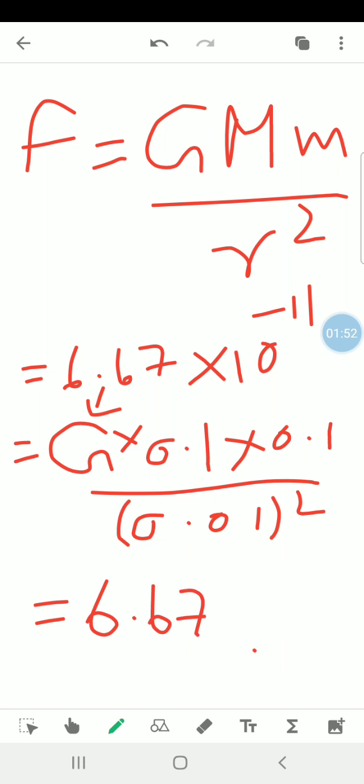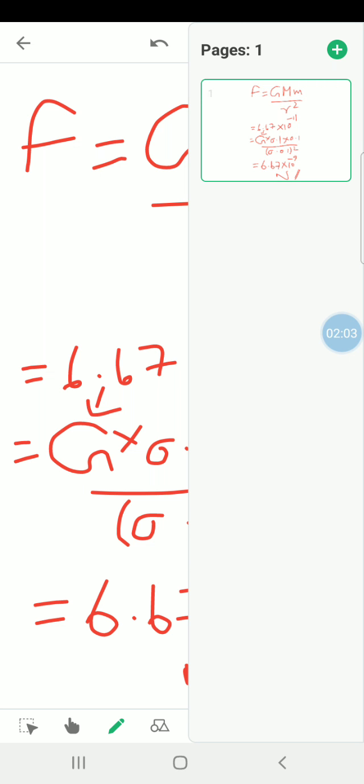And you will get your answer to be 6.67 multiplied by 10 to the power minus 9. And the units are going to be newtons because it's a force. I hope you have got this answer. Let's go to part B.